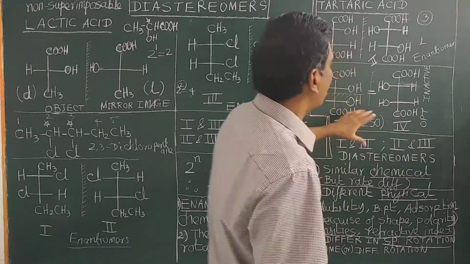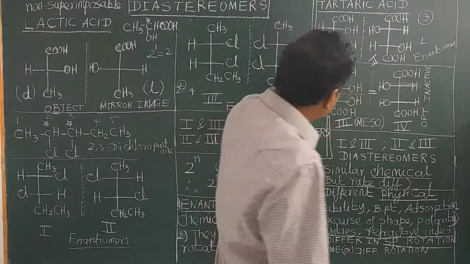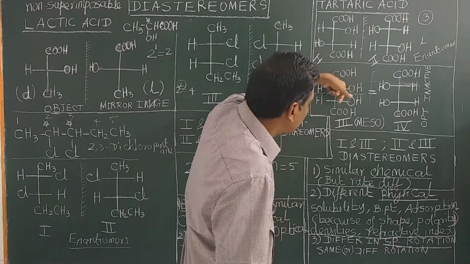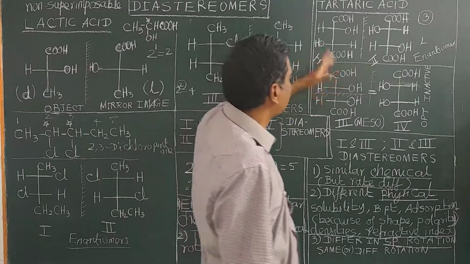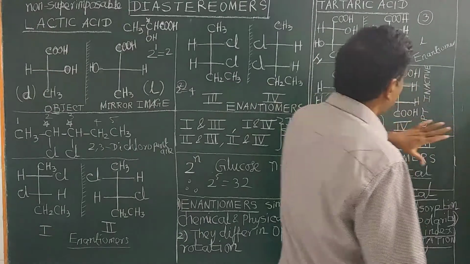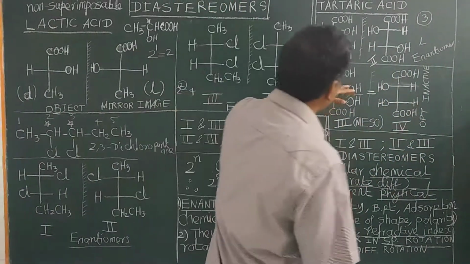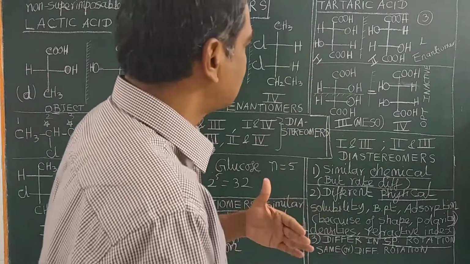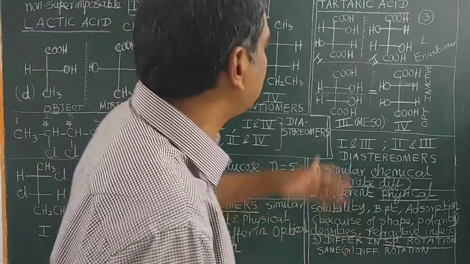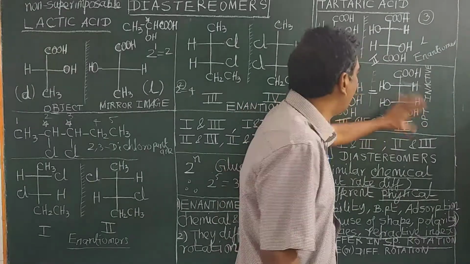This is called the meso form. The meso form is optically inactive because this carbon rotates the plane polarized light to the right, and this carbon rotates the plane polarized light to the left. Therefore, the meso form is optically inactive. Remember, enantiomers are optically active, whereas the meso form is optically inactive because they have planar symmetry, and one half is balanced by the other half. One half of the rotation is nullified by the other half. So 1 and 3, you don't have 4, they are the same.